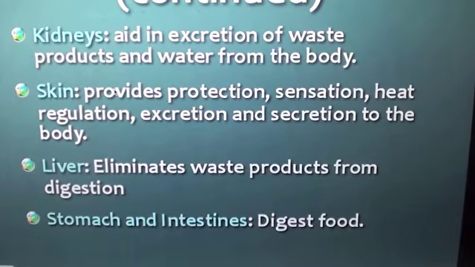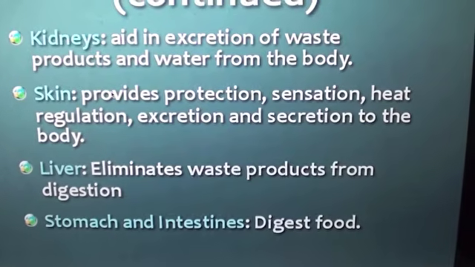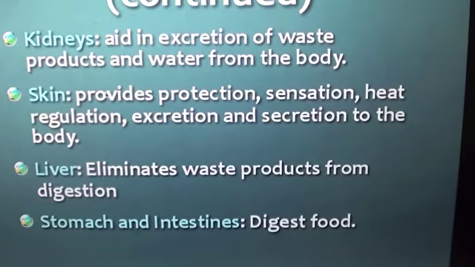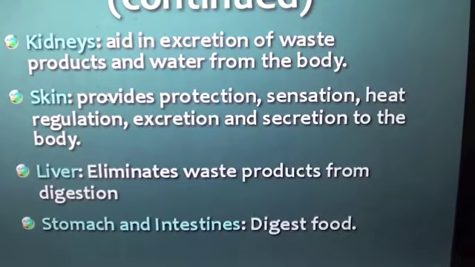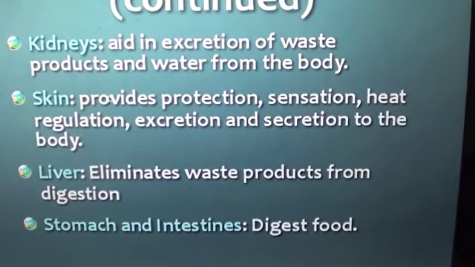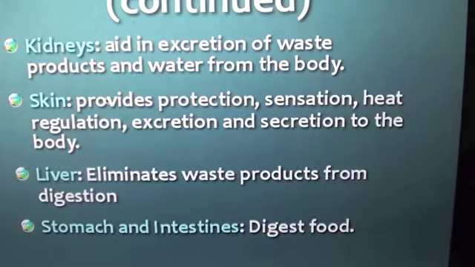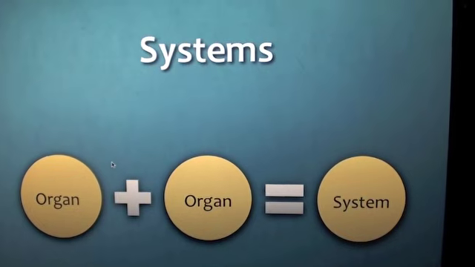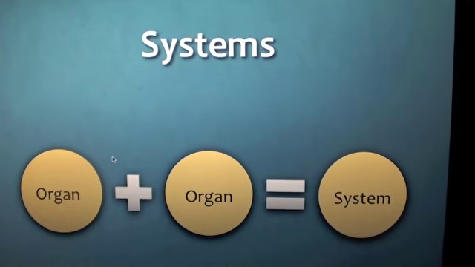Kidneys aid in excretion of waste products and water from the body. Skin provides protection, sensation, heat regulation, excretion and secretion to the body. The liver eliminates waste products from digestion. Stomach and intestines digest food. Systems are a combination of organs.